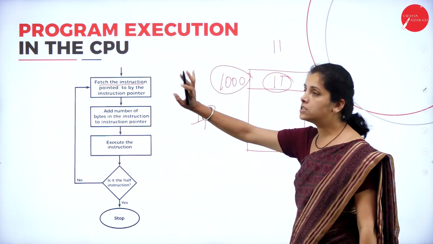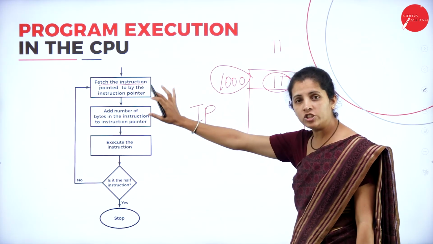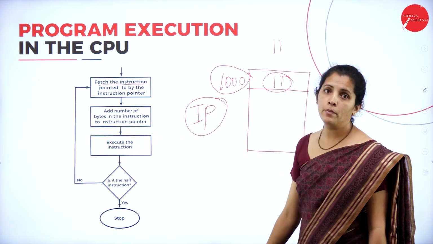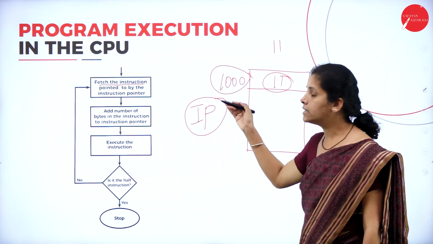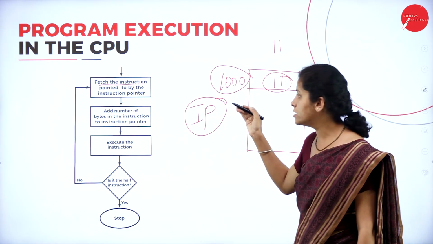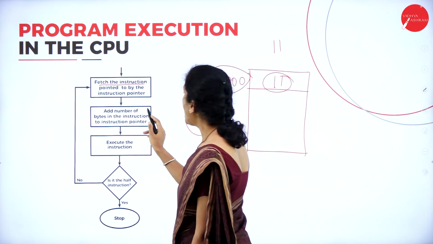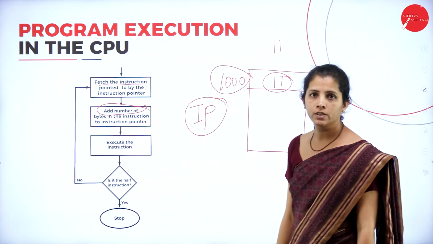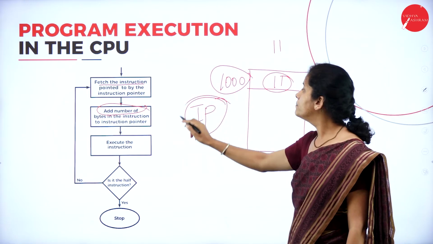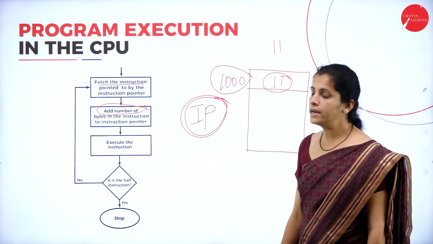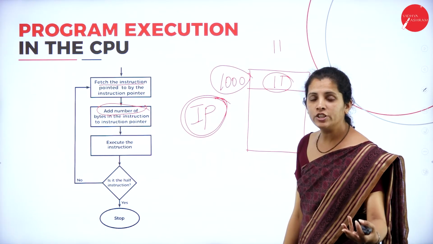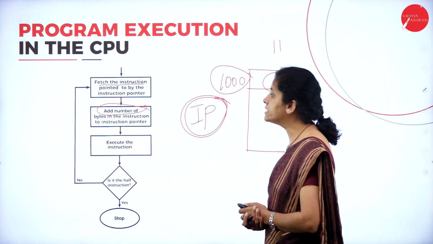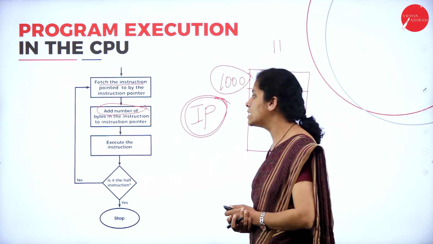Now the job of the CPU is to fetch the data which is stored in the memory address, and I'm going to get the memory address from the instruction pointer. Add the number of bytes in the instruction to the instruction pointer. So after fetching, the IP, that is the instruction pointer, is incremented to fetch the next data.